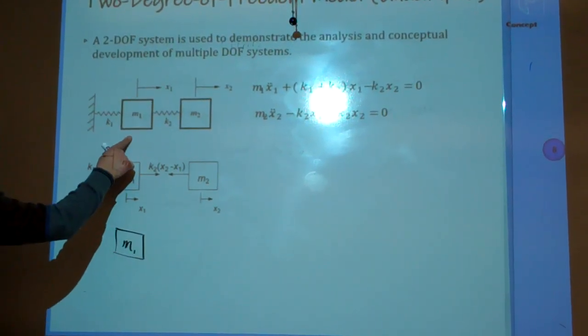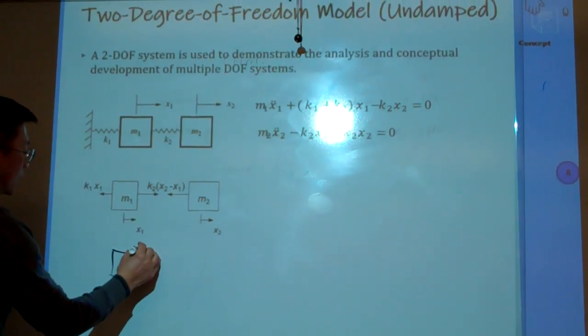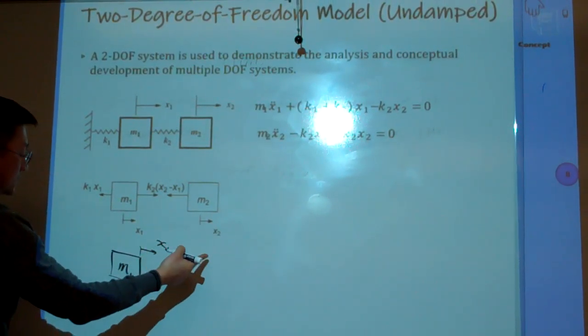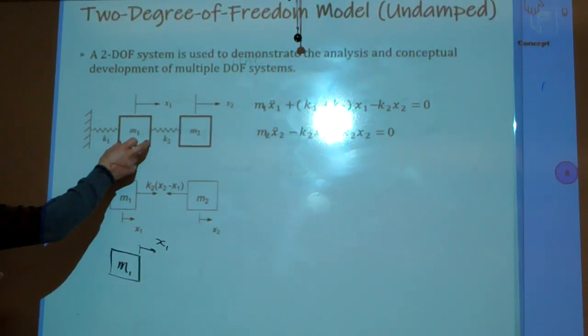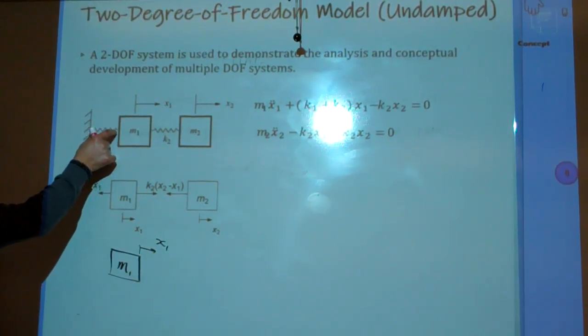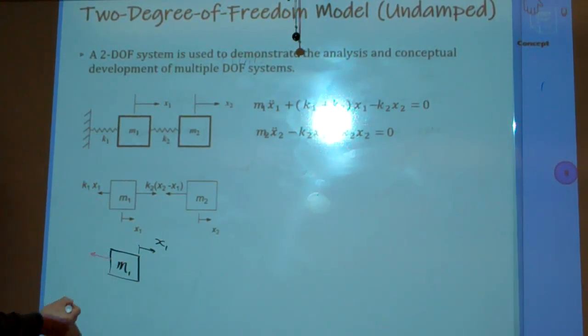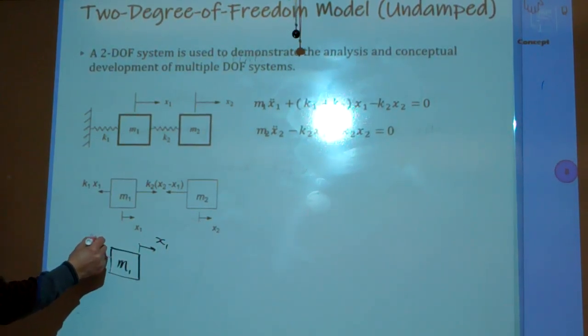Assuming this mass block is moving in the direction of the degree of freedom, due to the movement of this mass block to here, this spring is stretched. So that will apply a force to bring it back, and that is k1 x1.